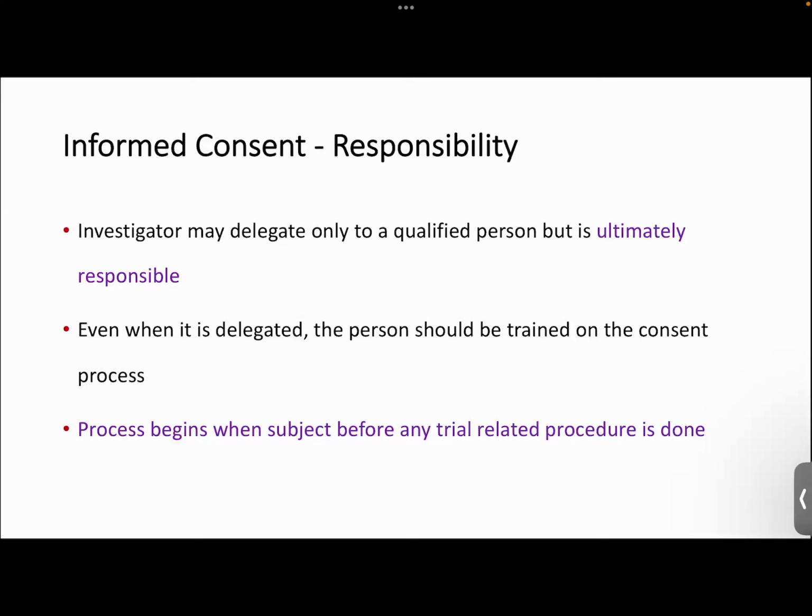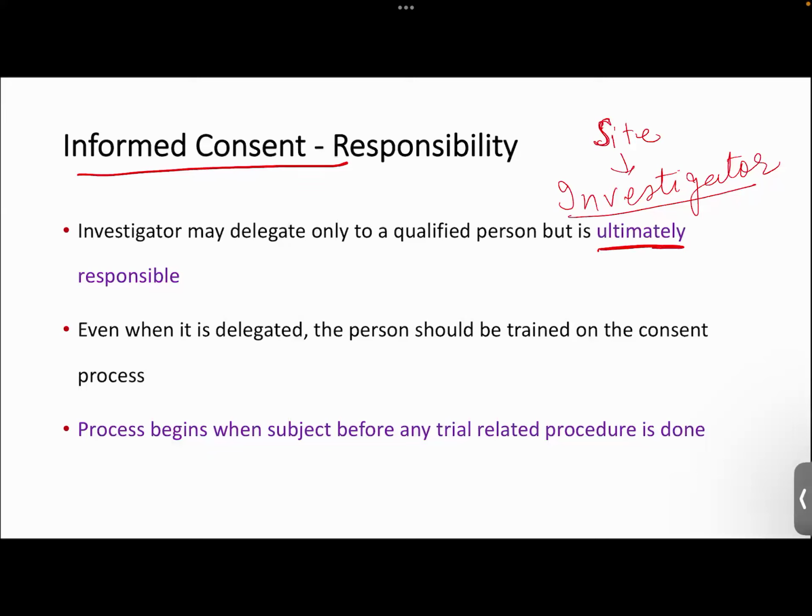And now, whose responsibility is this consent form? If you wanted to see, try carefully. We have gone through the responsibilities of the investigator. Who is in charge of the site, where all this process happens? The investigator. No matter, he can delegate these responsibilities further to his or her team, but ultimately he is responsible.